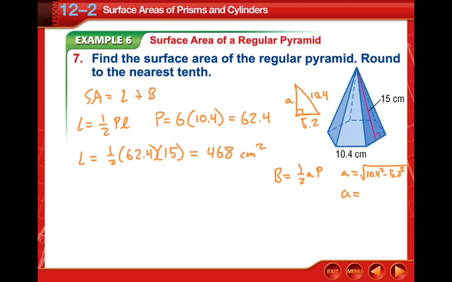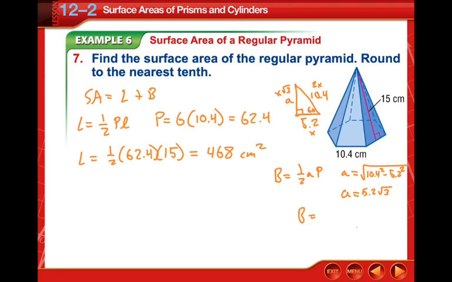Which again, we do have a 30, 60, 90 triangle, so really it's just going to be 5.2 to the bottom times square root of 3. Instead of using Pythagorean theorem, make it a little bit easier on ourselves. Use those special right triangles. So now that we know that, we can go ahead and plug that in.